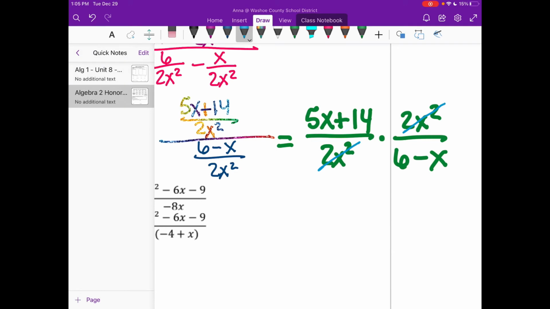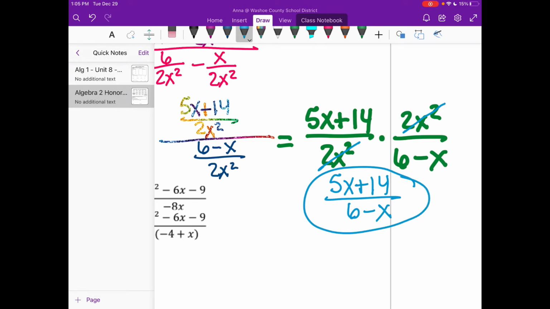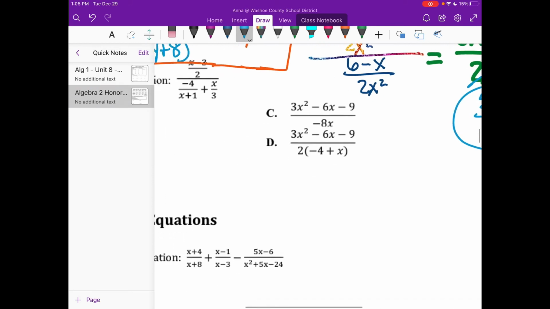That's super nice. Now, remember, the top and the bottom are closed under addition and subtraction. So unless you can factor out something in common and get 5x plus 14 or 6 minus x, you can't do anything. So 5x plus 14 over 6 minus x is going to be your answer on number 4.